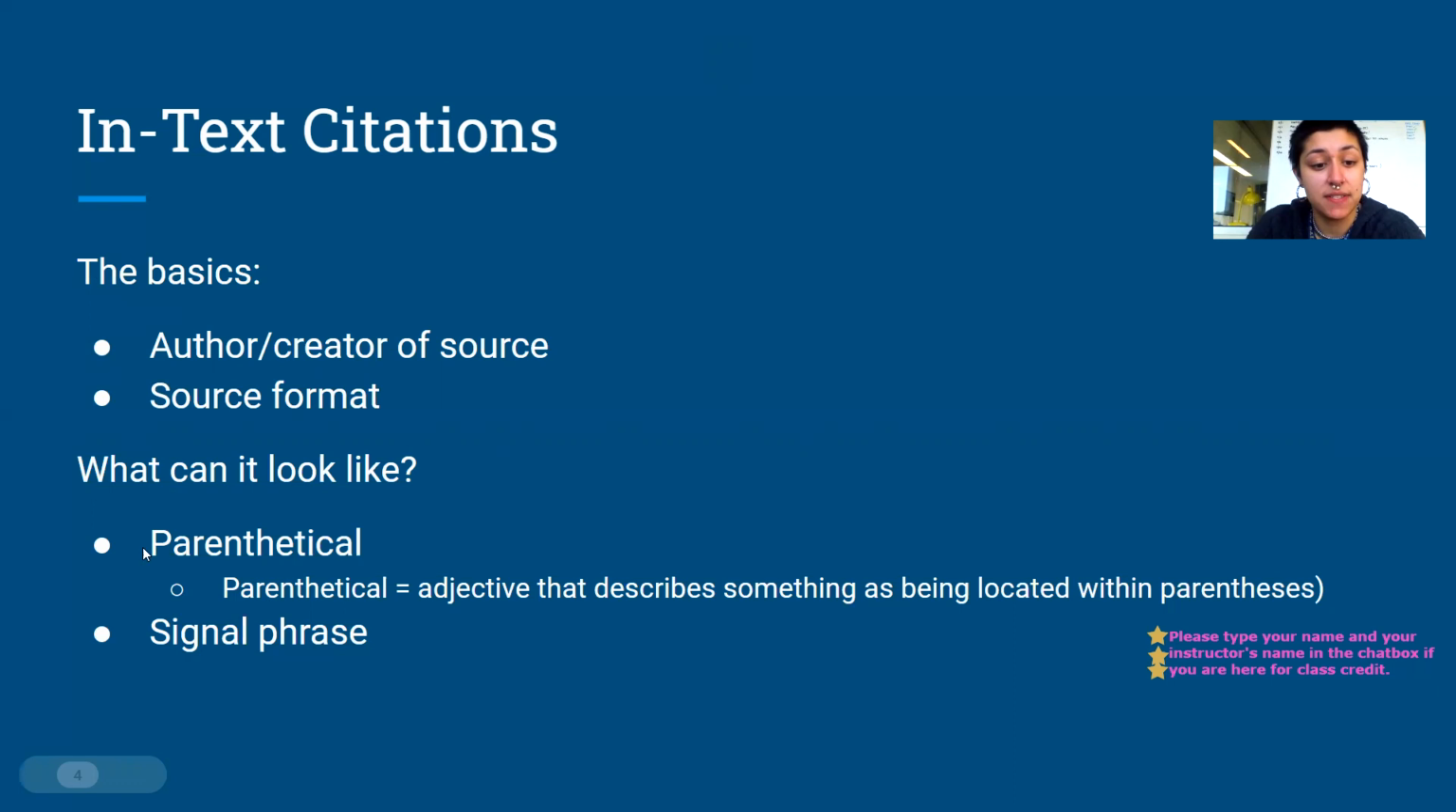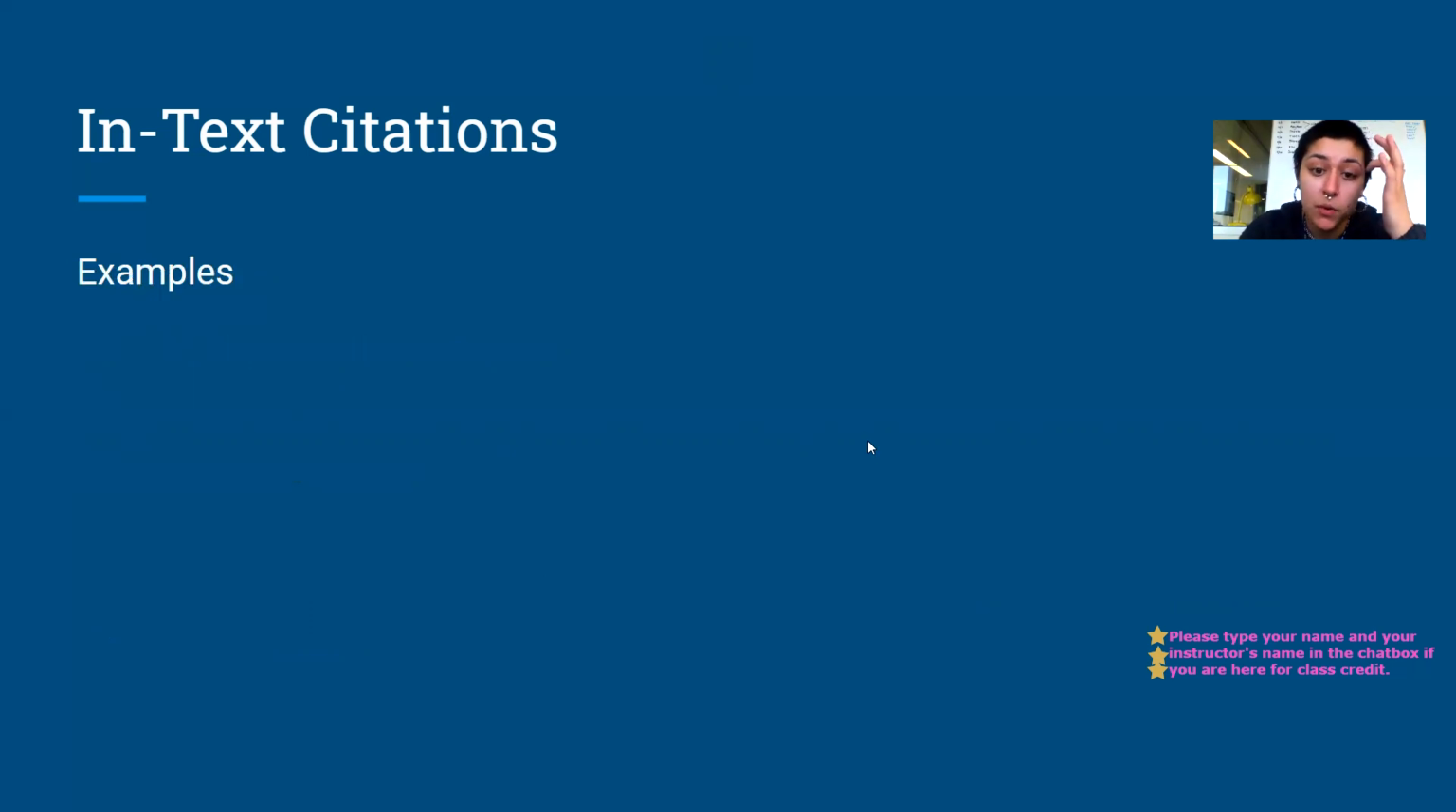What do in-text citations look like? They can look like two different things. There's the parenthetical citation. And the word parenthetical just means that something is in parentheses. So there are parenthetical citations, those ones that you put in parentheses at the end of your sentence. Or there's a signal phrase. And a signal phrase is almost what it sounds like. You're signaling to your reader through writing a phrase that you are using this specific source. So let's take a look at what that looks like in action.